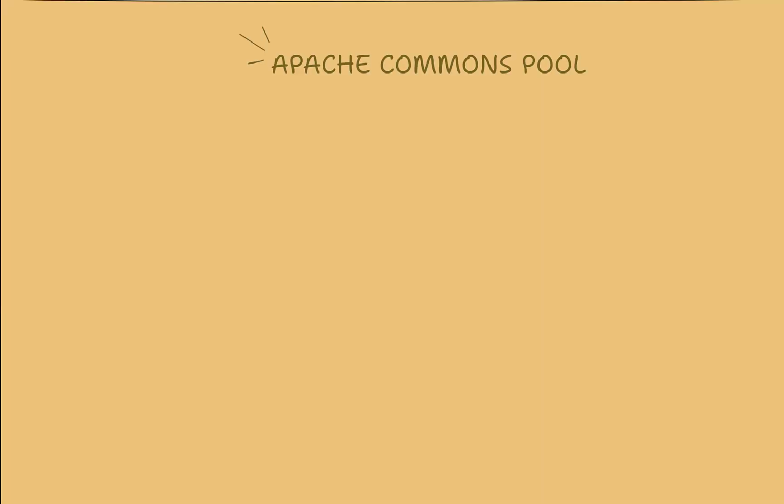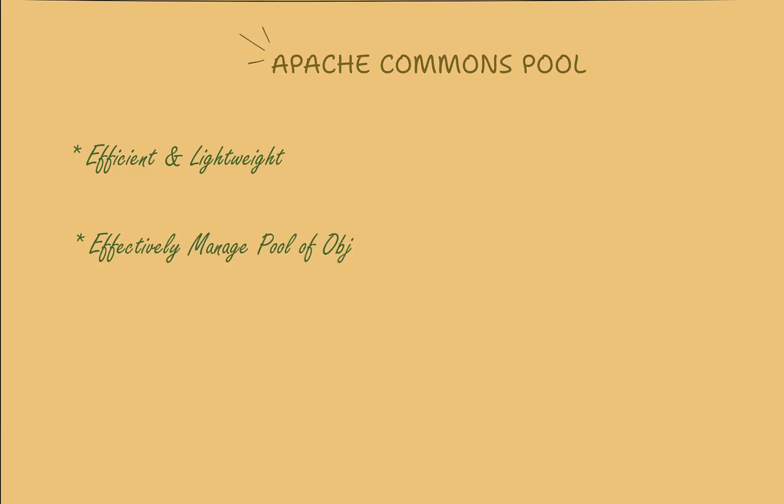So, to conclude, Apache Commons Pool is a very efficient and lightweight library that can be used to manage a pool of objects. It is highly configurable and easy to implement. You can explore its configurations and play around with them.